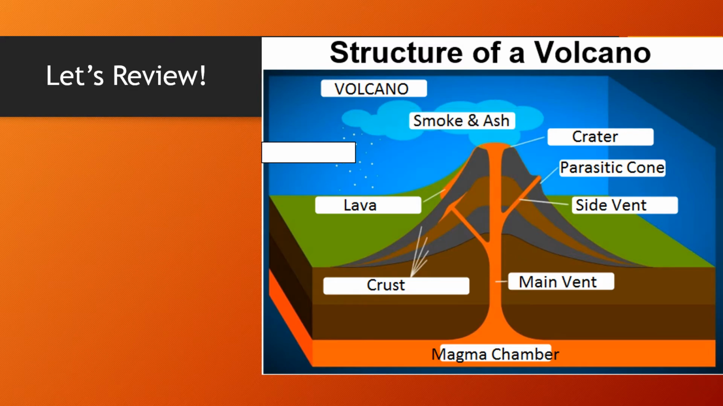We also have smoke and ash. These are some of the volcanic materials which are being released during eruption. And the last one is what we call the cinders. Cinder is a pyroclastic material. Cinders are extrusive igneous rock. They are fragments of solidified lava.